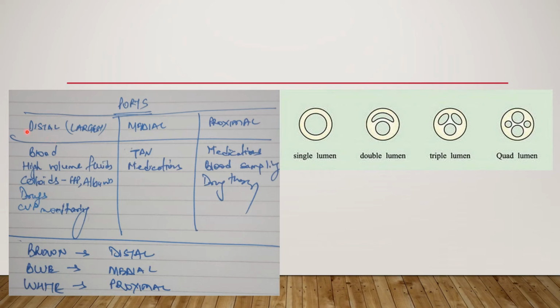So basically, the distal or the largest port here should be used for any blood administration, any high volume fluid administration, any colloids, FFP, albumin, drugs, and monitoring. And medial ports can be used for TPN and medications, proximal port for medications, any blood sampling, drug therapy. Usually the color coding is like this for most commonly. So brown port is usually the distal one, blue is the medial one, white is the proximal one. But these openings are staggered, they do not open at the same level. We'll look at that again.